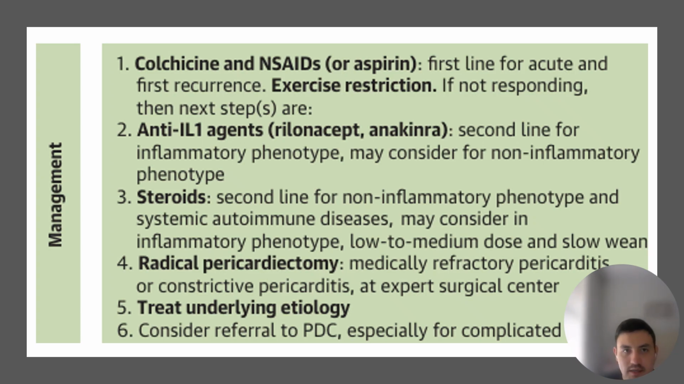So this slide shows all the tools that we have for managing acute pericarditis. The first line is always going to be NSAIDs or aspirin plus colchicine and exercise restriction. For the second line, we have immunologics such as rilonacept or anakinra. Remember, those act on the receptors for interleukin 1. Steroids, or the remaining tools that we have, like a radical pericardiectomy, and always important, treating the underlying etiology. We're going to talk more about this in the next slides.